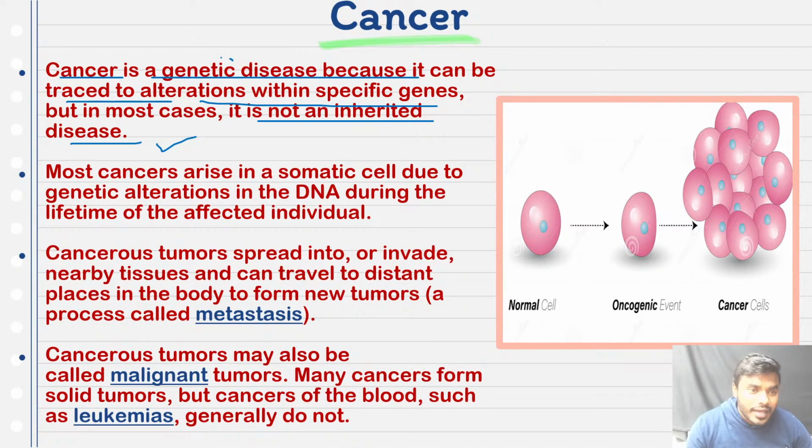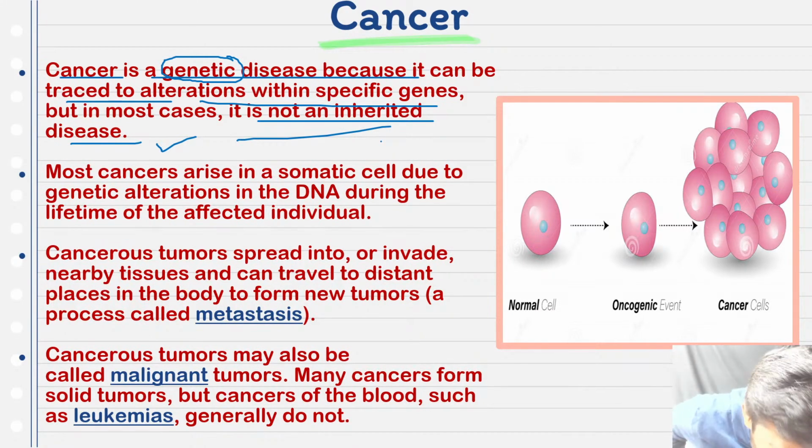Everyone listen to my statements carefully. I am calling cancer a genetic disease because the cancer is caused by alterations, by changes within specific genes, by changes within the specific gene sequences of the DNA. That's why we call it a genetic disease. And there is no rule that even though cancer is a genetic disease, it has to be inherited from one generation to another generation. No, it's not like that.